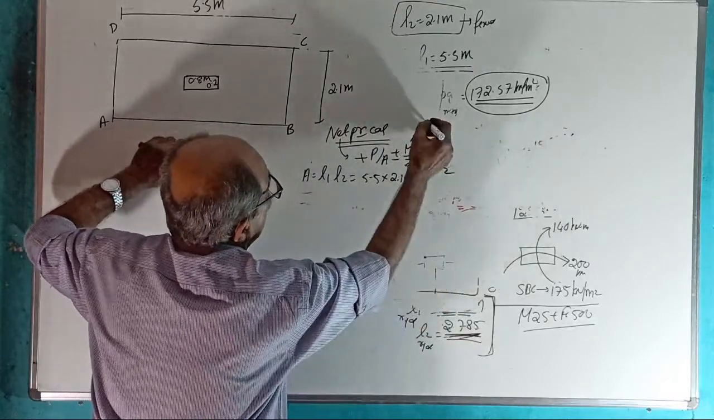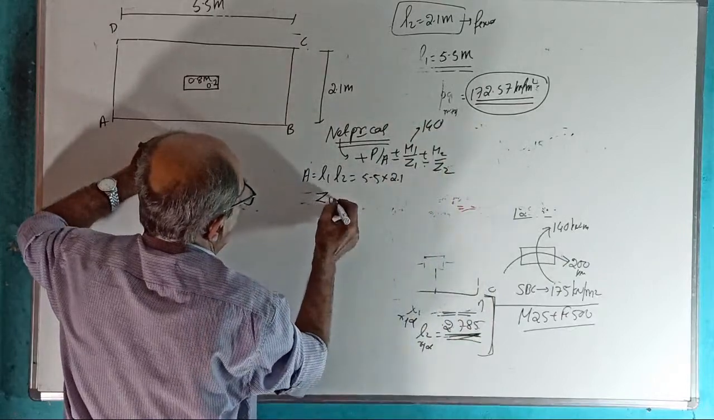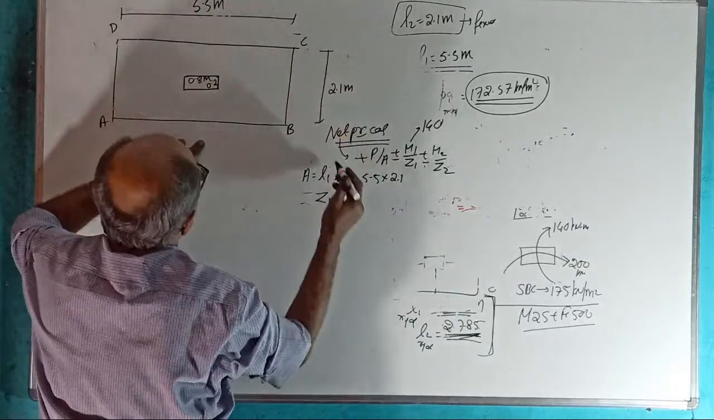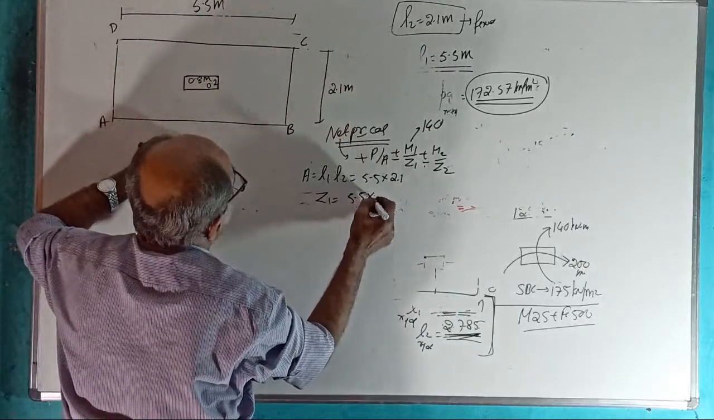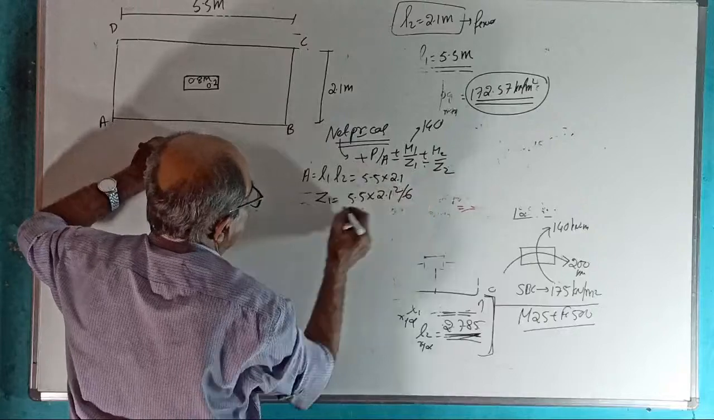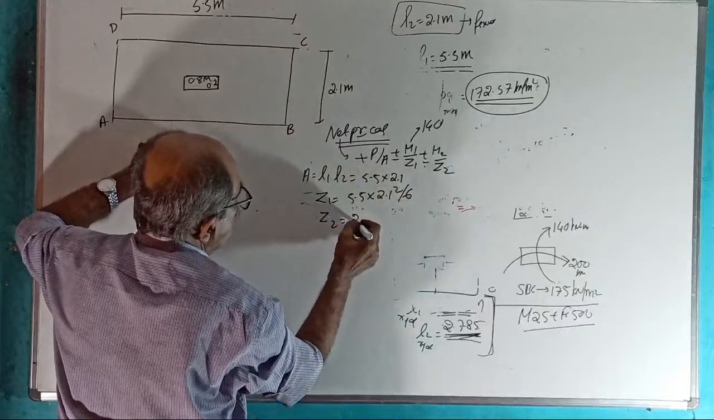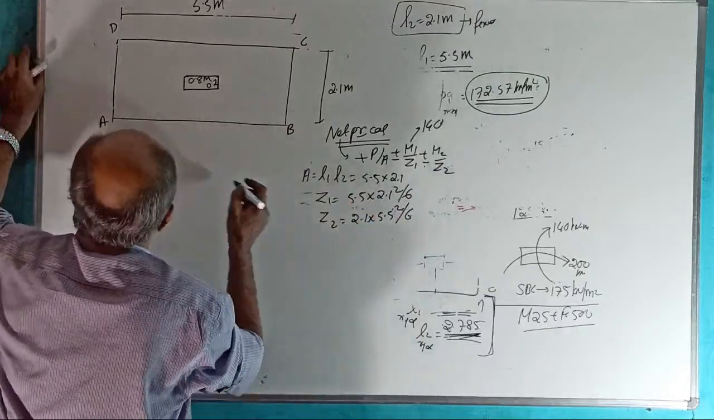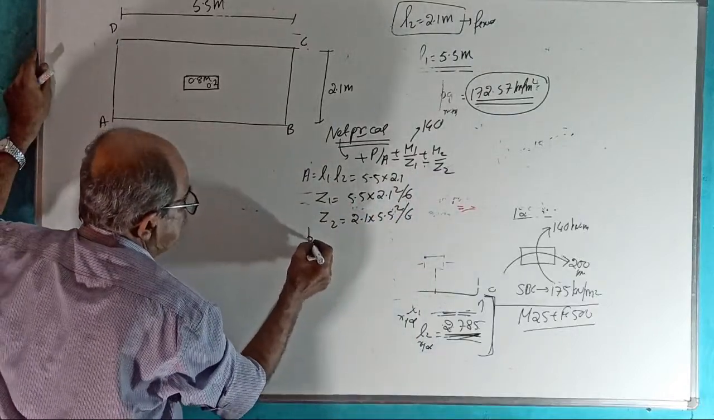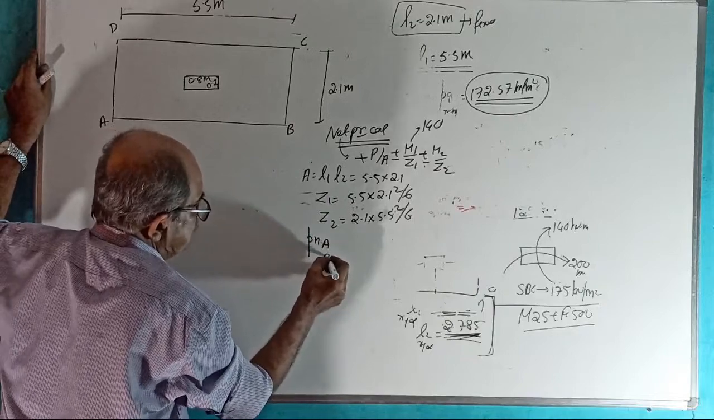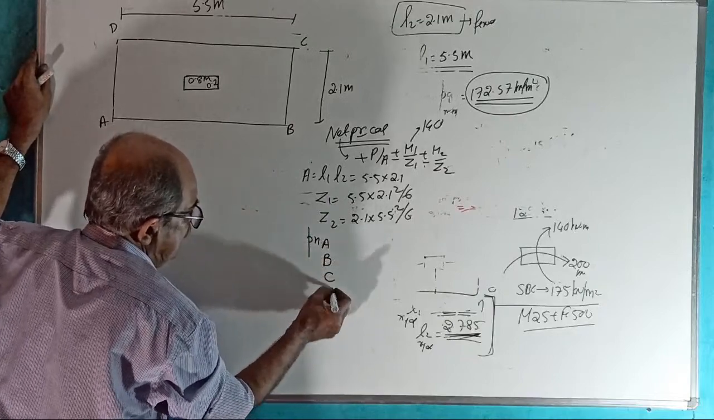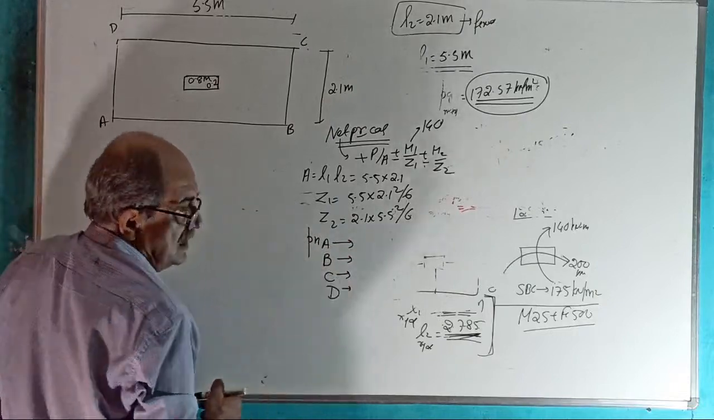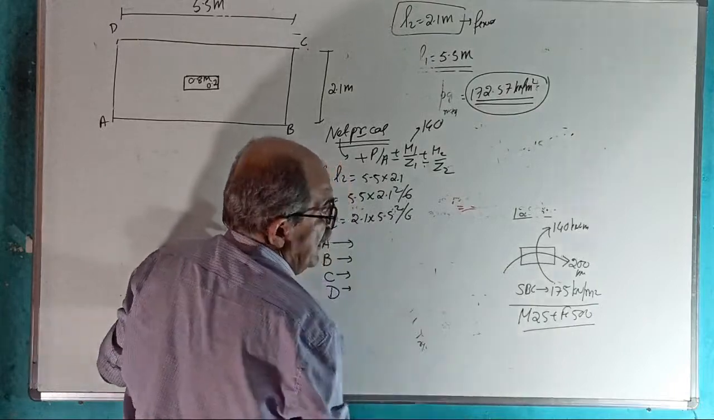M1 is this one, 140. Z1 is for this axis, the 1 axis. Z1 is 5.5 into 2.1 square by 6. Z2 is 2.1 into 5.5 square divided by 6. Therefore, tell me net pressure at A, net pressure at B, net pressure at C, net pressure at D. Tell the 4 net pressure fast.